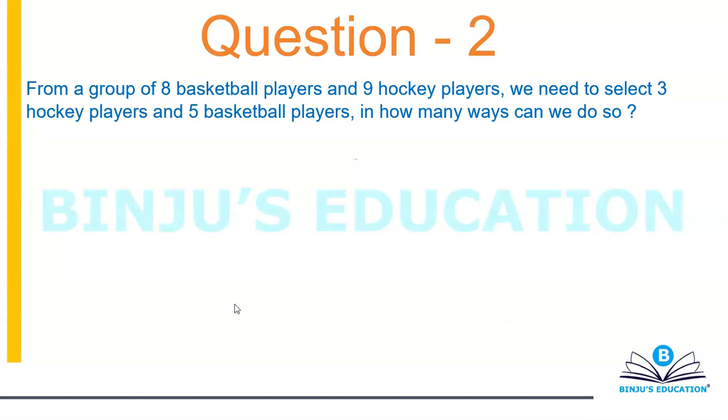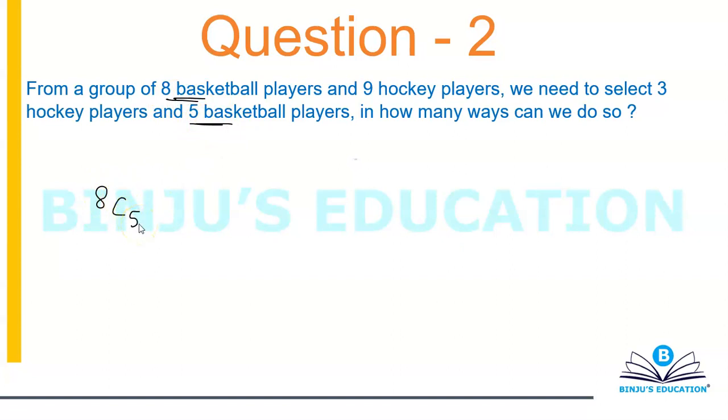All right. Let's see what we can do with this one. From a group of 8 basketball players and 9 hockey players, we need to select 3 hockey players and 5 basketball players. In how many ways can you do that? Selection means combination. We already know that. So out of 8 basketball players, I need 5. So it will simply be 8C5.